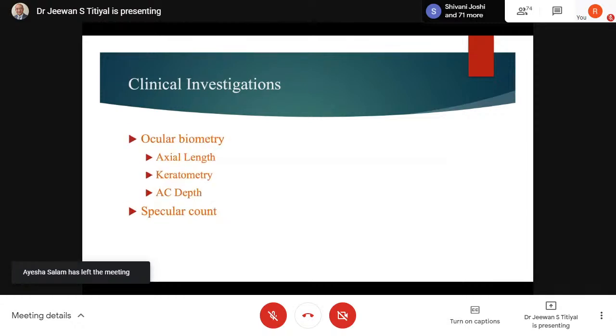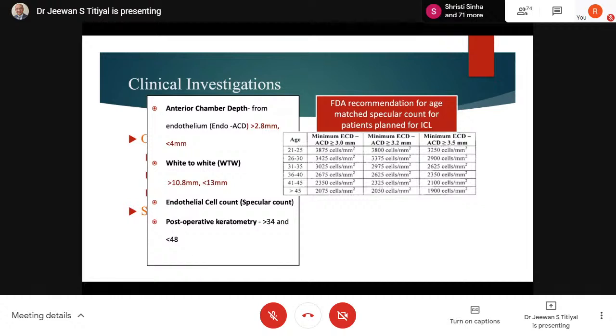This is a parameter which is normally used for a patient undergoing a phakic IOL. These are recommendations for a phakic IOL. The AC depth should be at least 2.8 millimeter or more. This we are talking about posterior chamber phakic IOLs, and it should not be more than 4 millimeter also. Though people are using phakic IOLs for keratoconus patients nowadays also, which is sort of off-label use. White-to-white measurement should be within 10.8 to 13 millimeter.